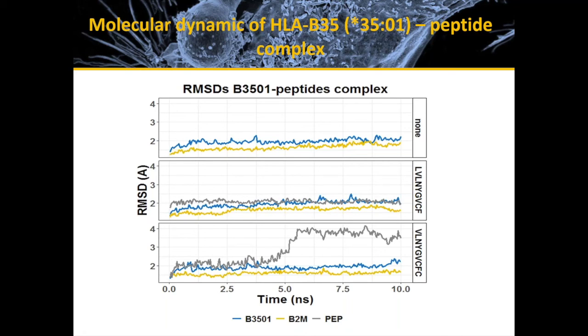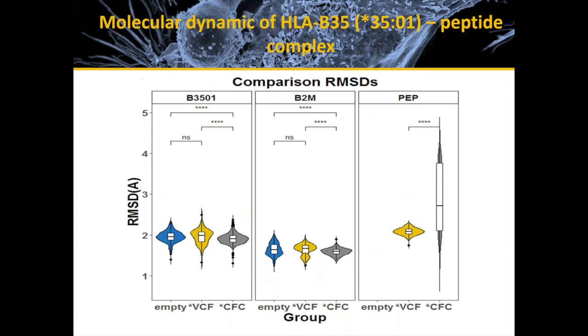On the next slide, you can see the comparison of the distribution of RMSD values for each protein in the 3 simulations. As you can see, RMSD values for the predicted best binder were significantly lower compared to the non-binder or empty molecule. Collectively, these data suggest that the neoantigen that we identified in our study as the best binder fulfills the requirements for effective antigen processing and presentation by the specific HLA B3501 molecule.